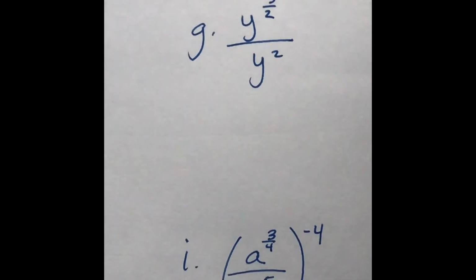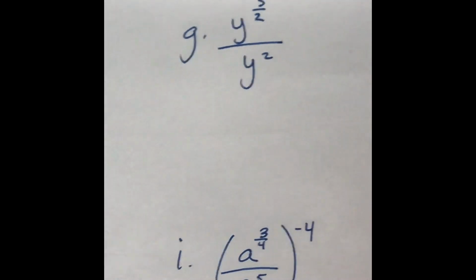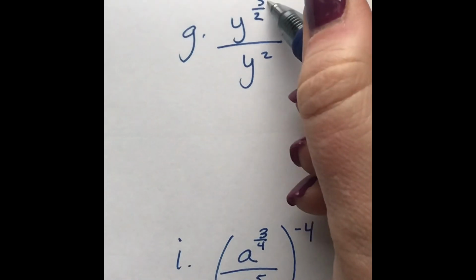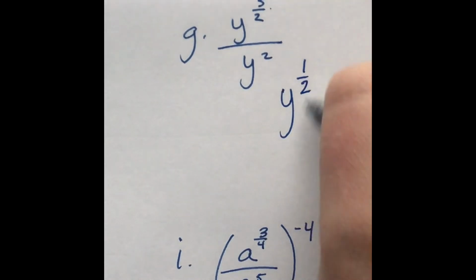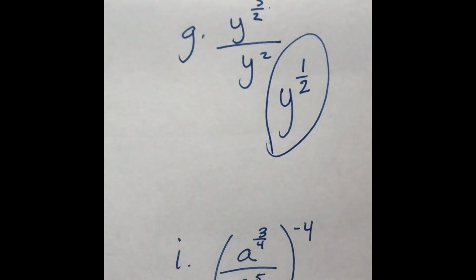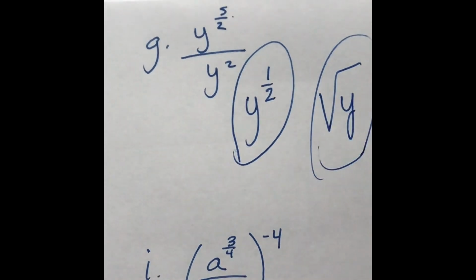Letter G. y to the 5/2 over y to the 2nd. Again, 5/2 is bigger, so 5/2 minus 2 is going to be y to the 1/2. Simplified in exponent form, then converting it to radical form, the square root of y.